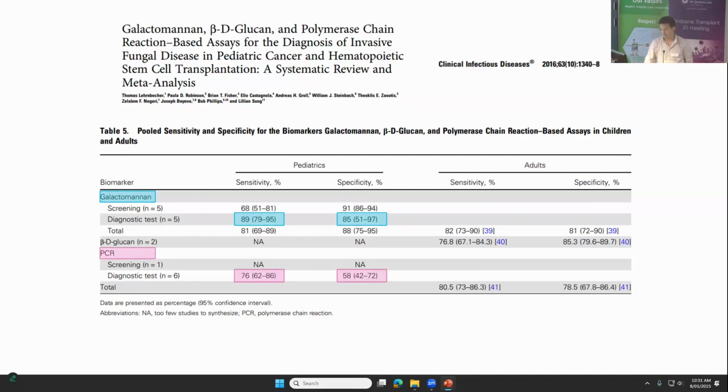And similarly for PCR, where sensitivity and specificity were lower than for galactomannan, and that's PCR on the blood, they suggested that due to poor positive predictive value we should be a bit more selective in the use of these tests in children.